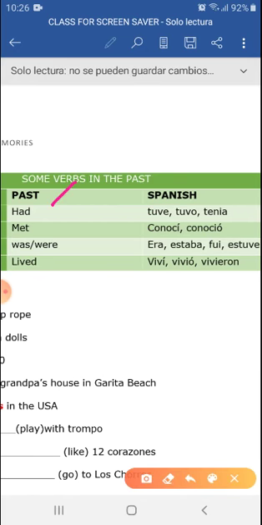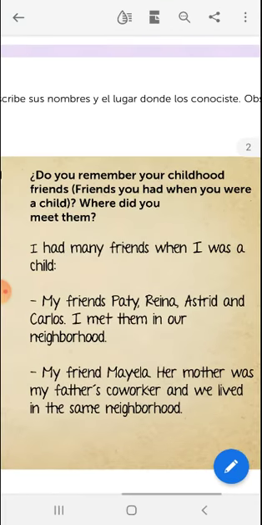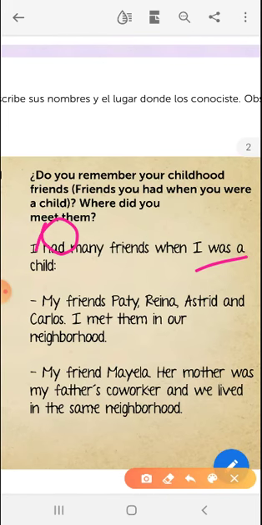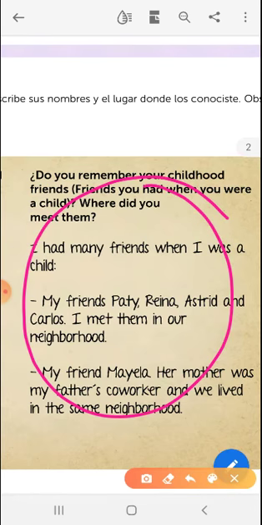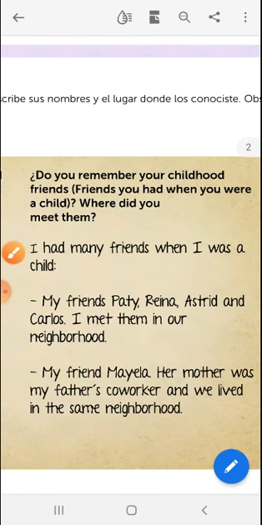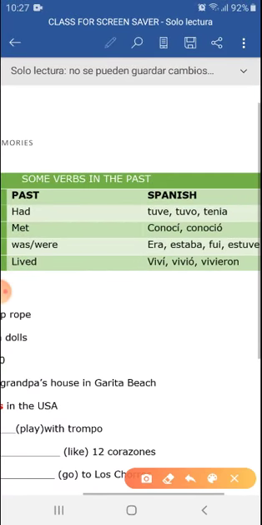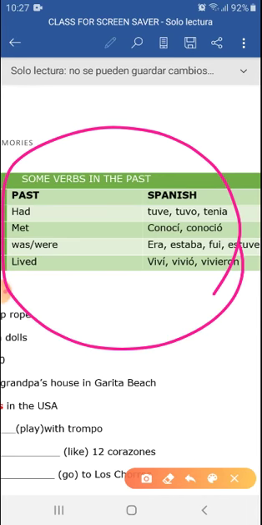For example, I had many friends when I was a kid. I met my friends in the church, for example. My friend Manuel was in the church too. We lived in the same neighborhood, yes? Lived, okay? We use those words, utilizamos esas palabras que ya vimos here, to talk about our friends in the past, okay? So you write a paragraph, escribe un párrafo, similar to this one, about your friends, de tus amigos, in the past. You can use this as an example, puedes usar este ejemplo, and you can use these words, estas palabras, to help you do it, okay?